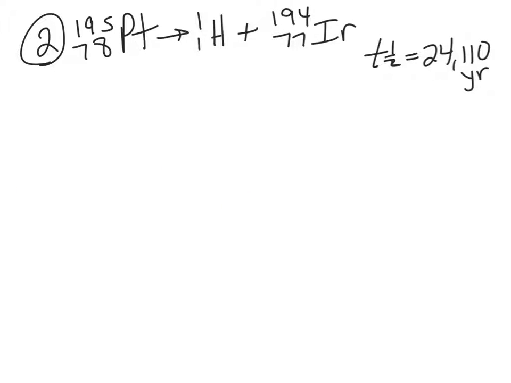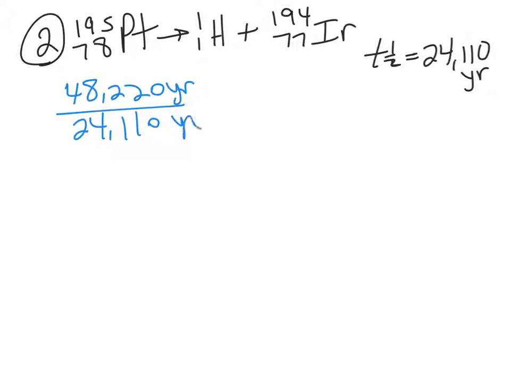So question 2 has platinum-195 throwing off a proton and becoming iridium-194. And this has a much longer half-life, which means that the platinum-195 is much more stable. It takes a much longer time for half of the material to go through the reaction. So it's a slower reaction rate. And so the first thing we need to do is figure out how many half-lives have gone by. The time we're going to track this reaction is 48,220 years. And we're going to run the reaction for, theoretically, 24,110 years. And so 2 half-lives will go by.